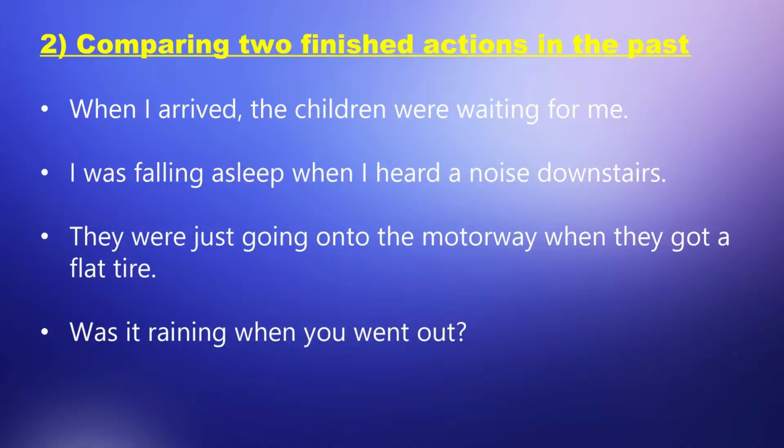The second use is comparing two actions in the past. For example, when I arrived, the children were waiting for me. This means that the children started to wait and the action continued when I arrived. Here are some other examples. I was falling asleep when I heard a noise downstairs. They were just going onto the motorway when they got a flat tire. Was it raining when I went out?